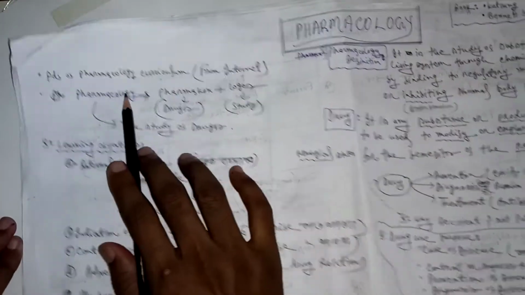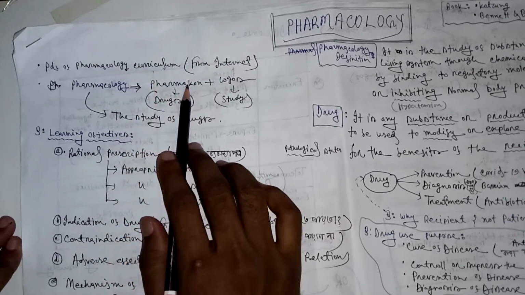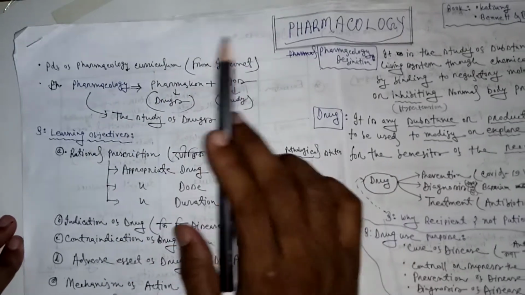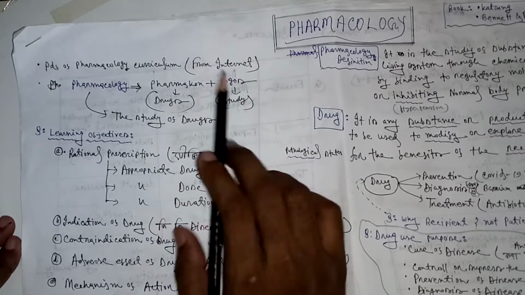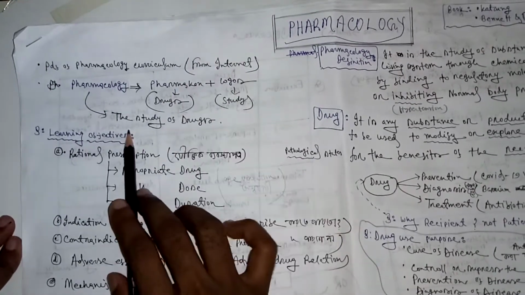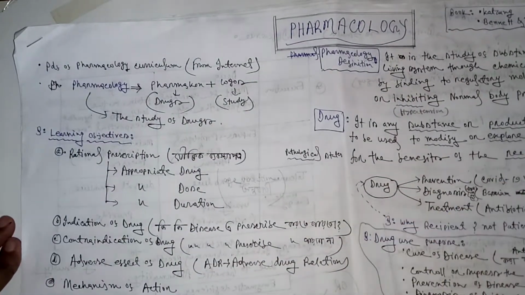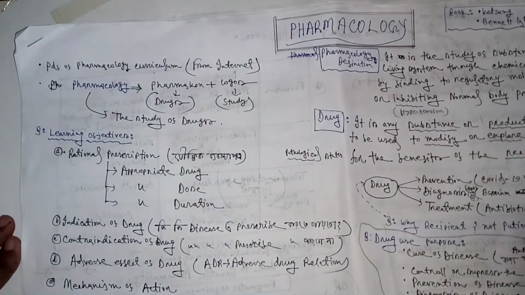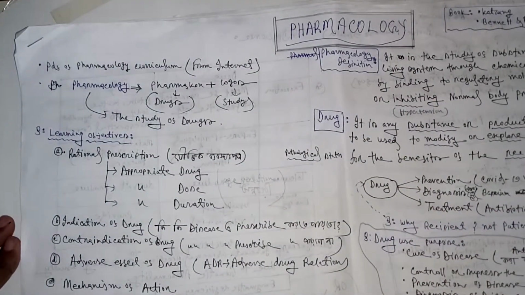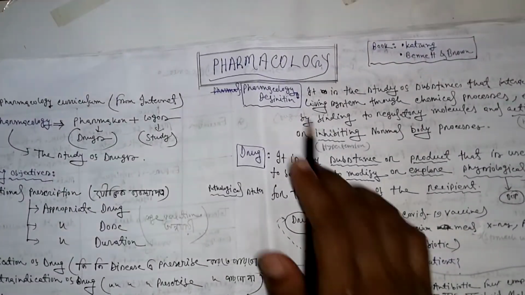Pharmacology, we can divide it into two parts: pharmacon plus logos. Pharmacon means drugs and logos means study. So pharmacology means the study of drugs. In short, it is the study of drugs. But it has an elaborated definition, which we'll discuss later.